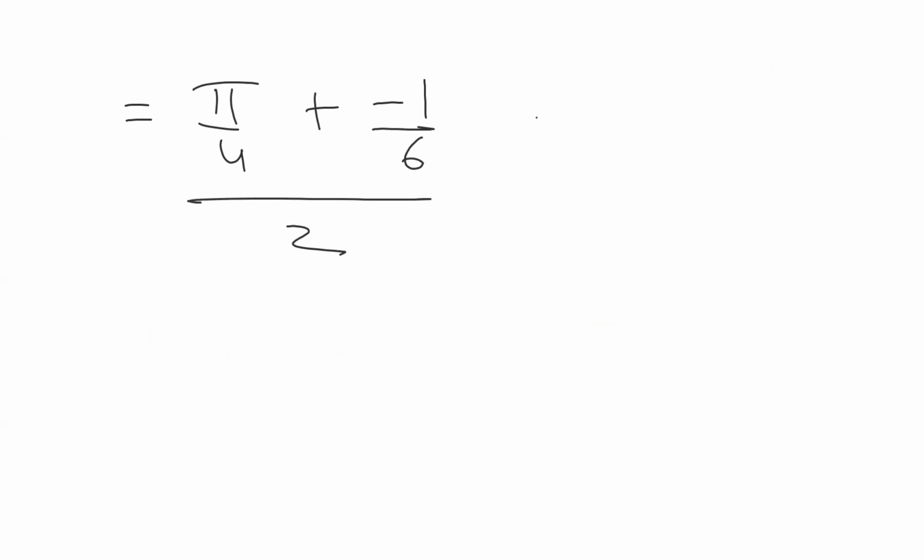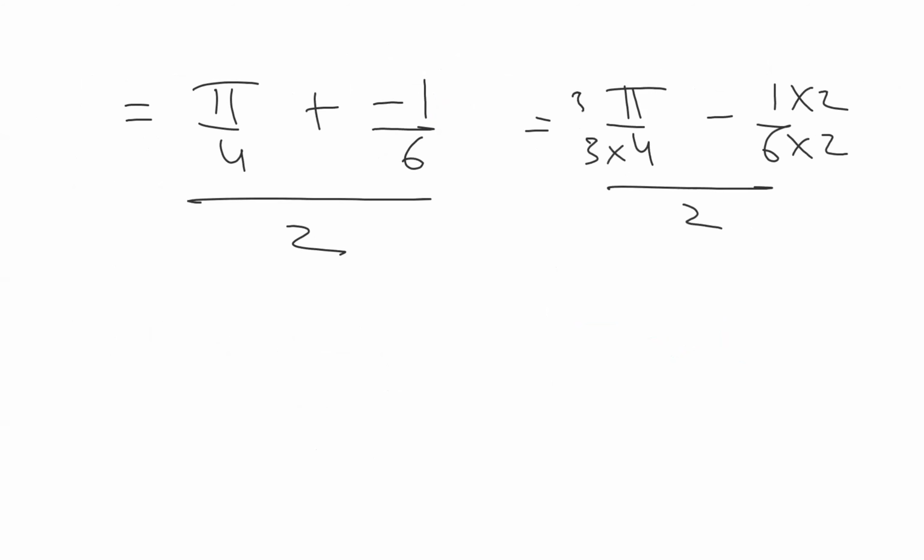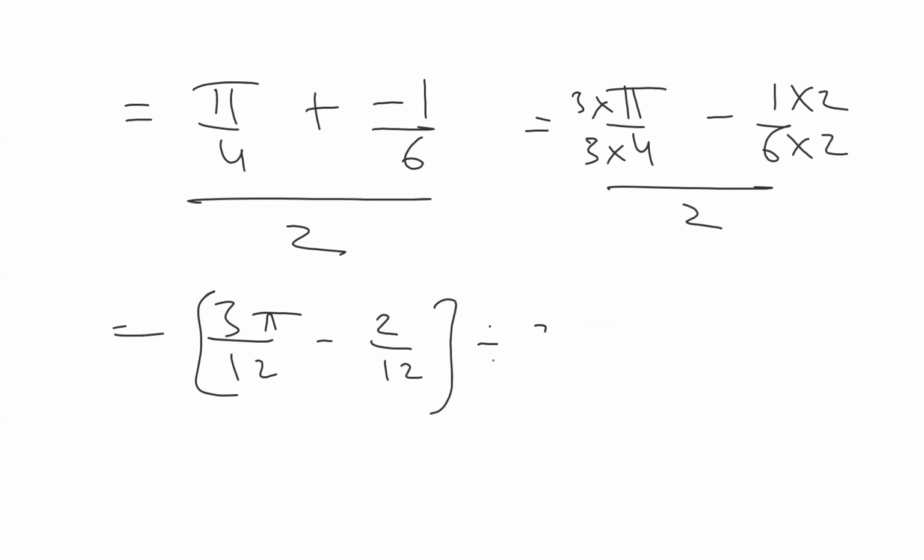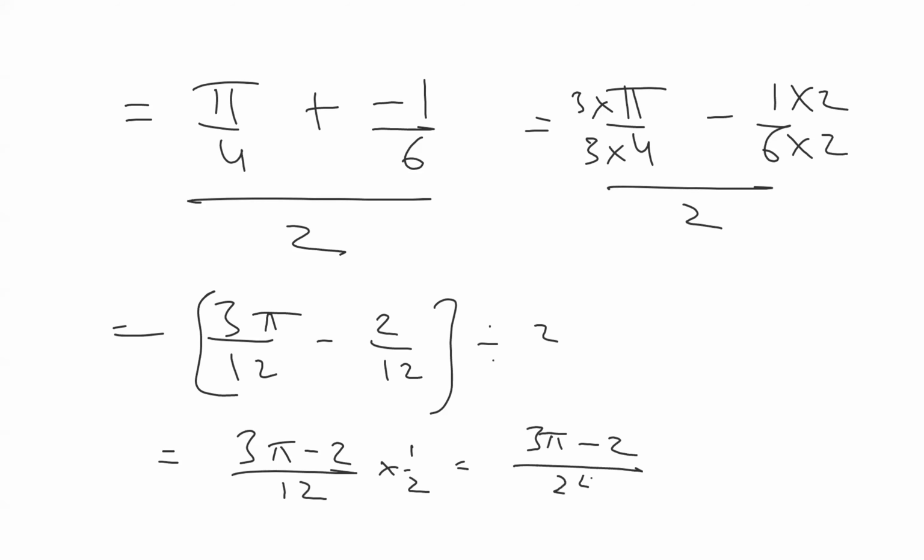We can simplify this. Let's take the LCM, 2 into 2 into 3. So 3 pi by 12 minus 2 by 12 divided by 2. So that is 3 pi minus 2 by 12 into 1 upon 2. 3 pi minus 2 upon 24. Be careful about your calculations. Don't make any silly mistakes anywhere.